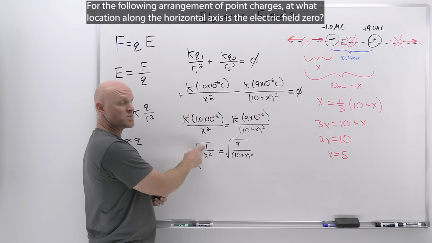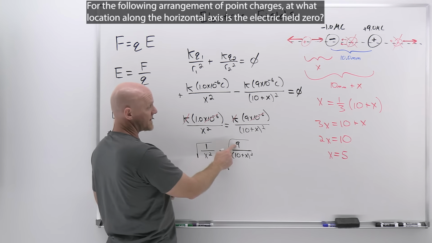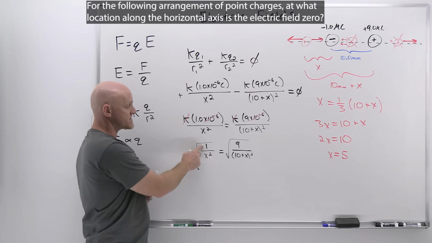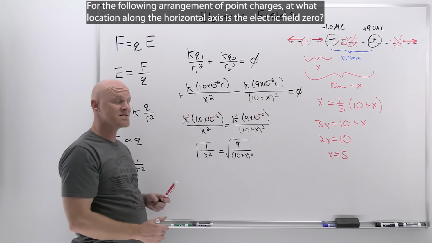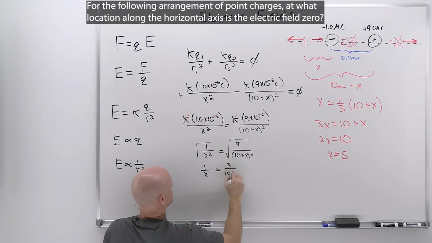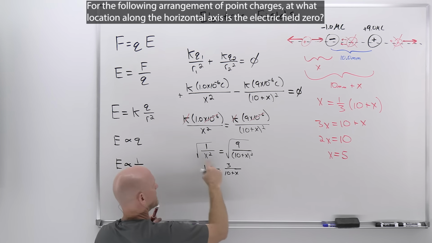The square root of 1 is 1. Square root of x squared is x. Square root of 9 is 3. Square root of (10 plus x) quantity squared is just 10 plus x. Because you've got perfect squares in both the numerator and denominator on both sides, you can just take a square root and make your life a lot easier. And so in this case, we're going to get 1 over x equals 3 over 10 plus x. And now I'll cross multiply.